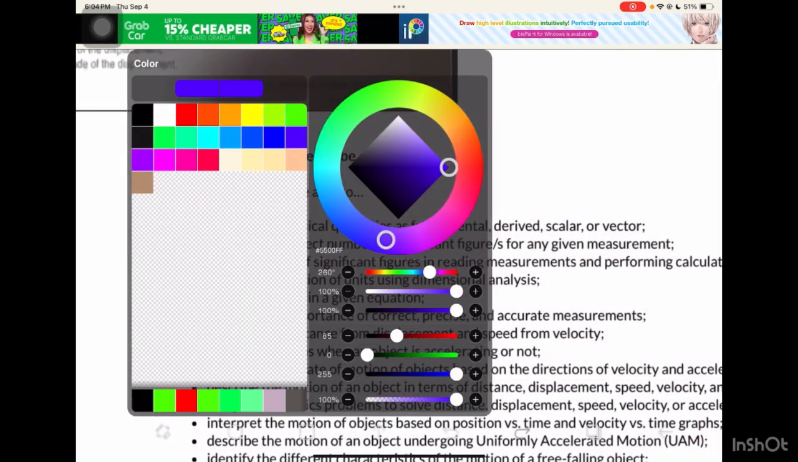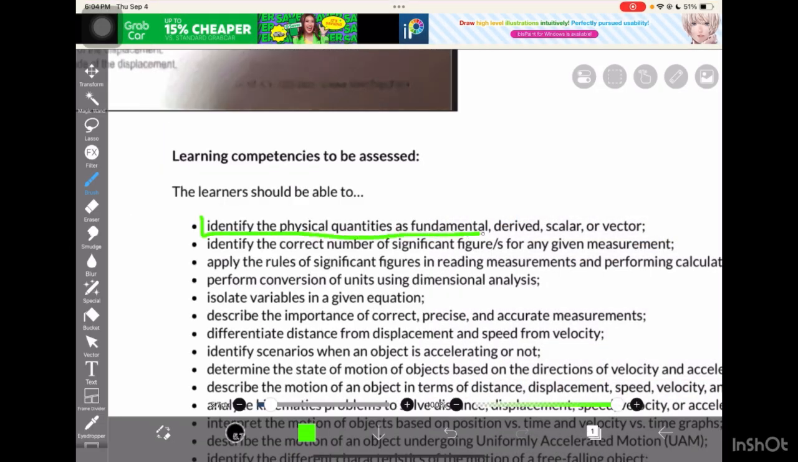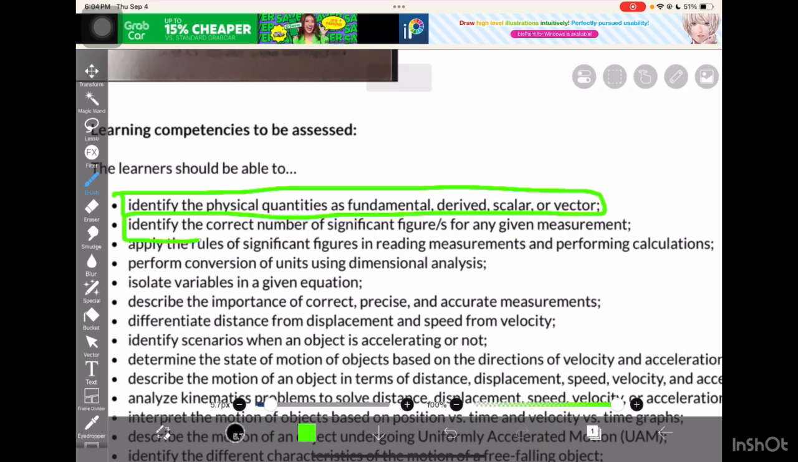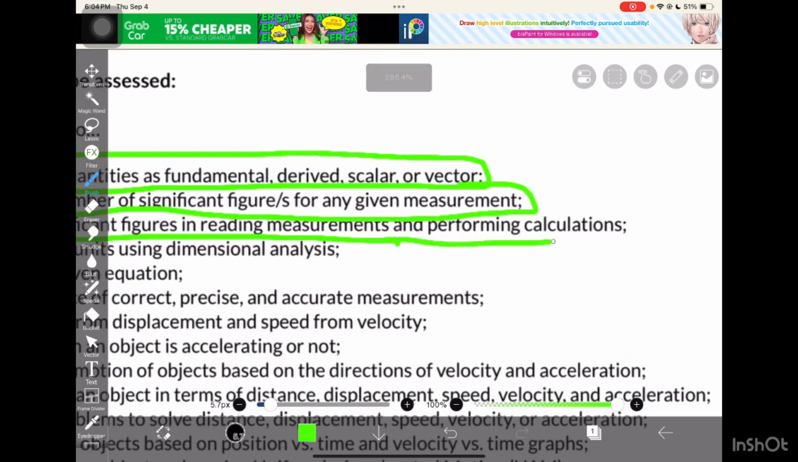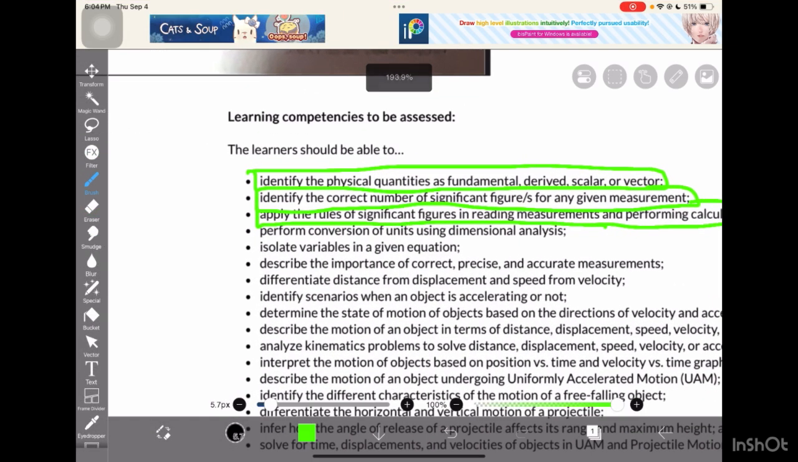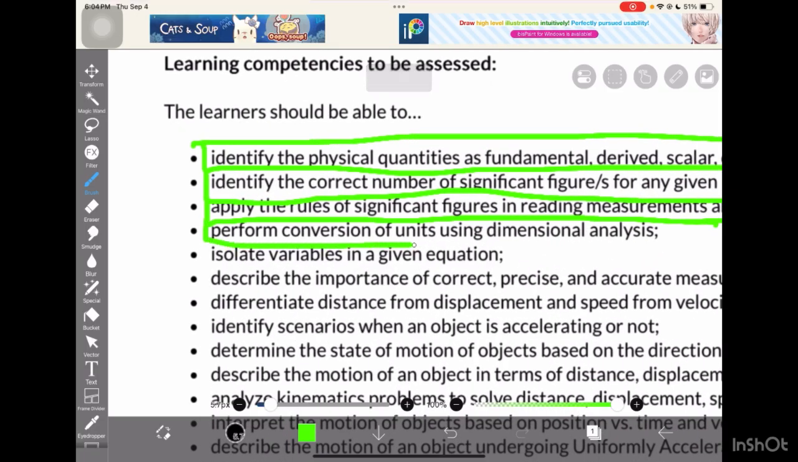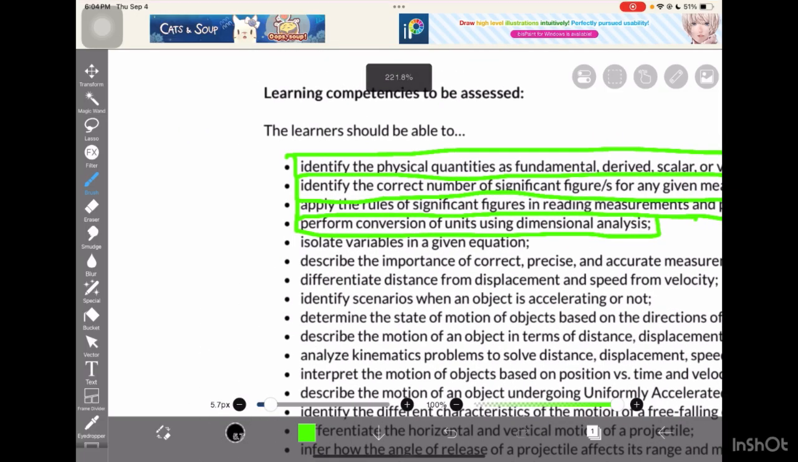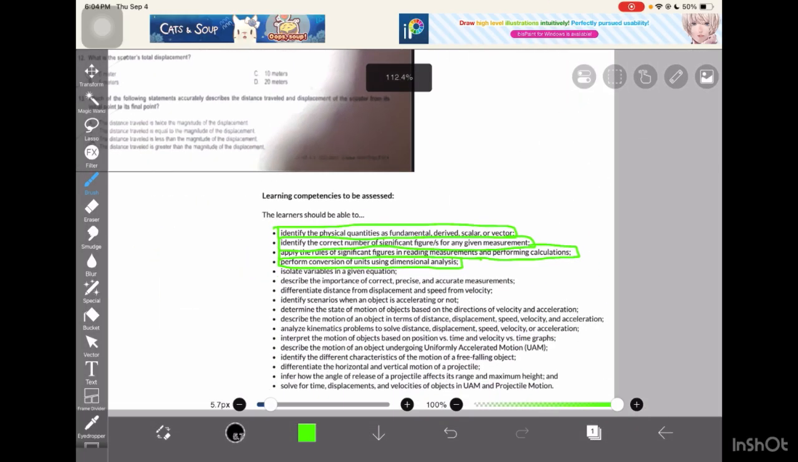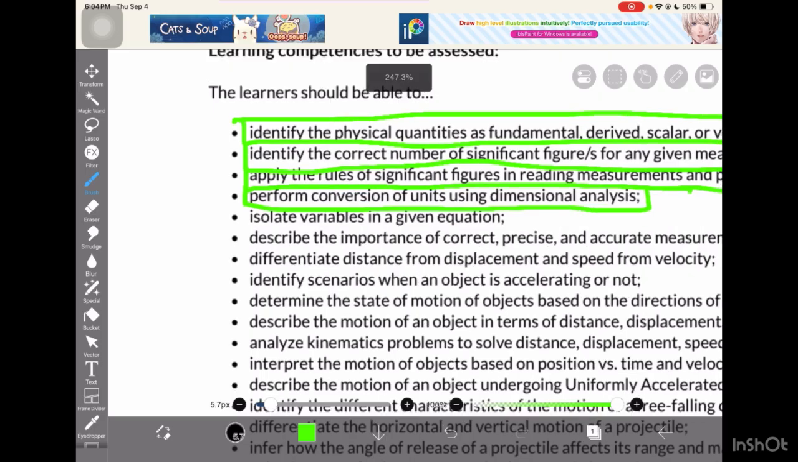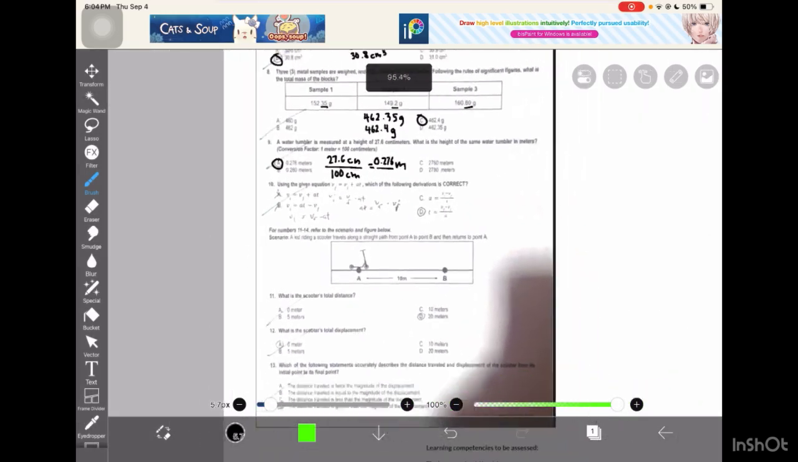Sorry, Siri. Alright, so far we have identified physical quantities as scalar and vector. We have also identified the correct number of significant figures. We also applied the rules of reading significant figures. And we have performed conversion of units using dimensional analysis. So we have to isolate variables in a given equation.